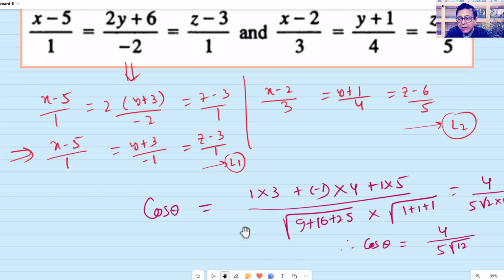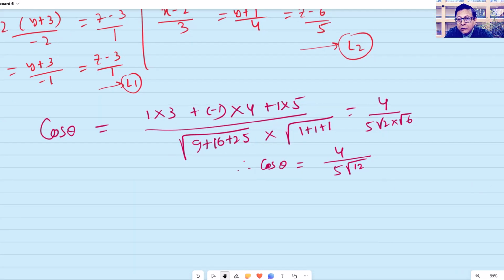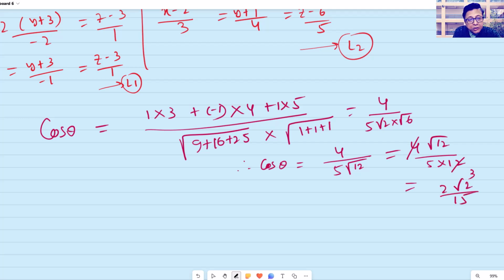Clear? So multiply inner and rear by root 12. It will be 5 into 12. Cancel the factor, bring 2 outside. So theta is going to be cos inverse 2 root 2 by 15.